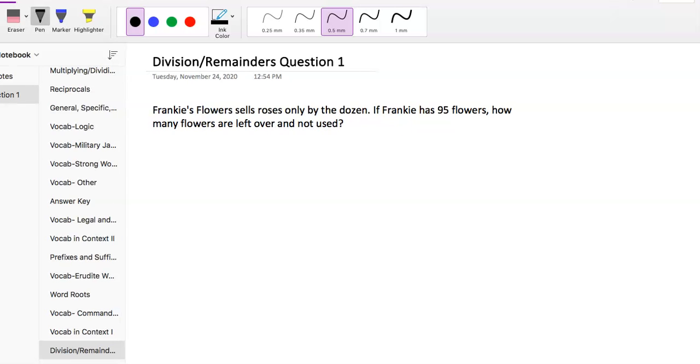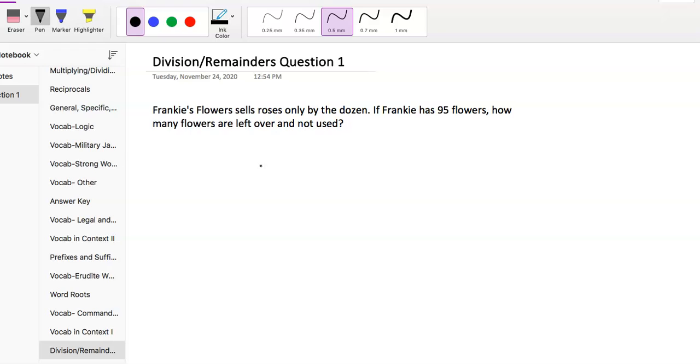All right, we're going to look at division and remainder. This topic is not that hard, but it might sound a little easier than what it actually ends up being because these tend to take the form of word problems, right? So we're going to look at two example questions and work our way through them.